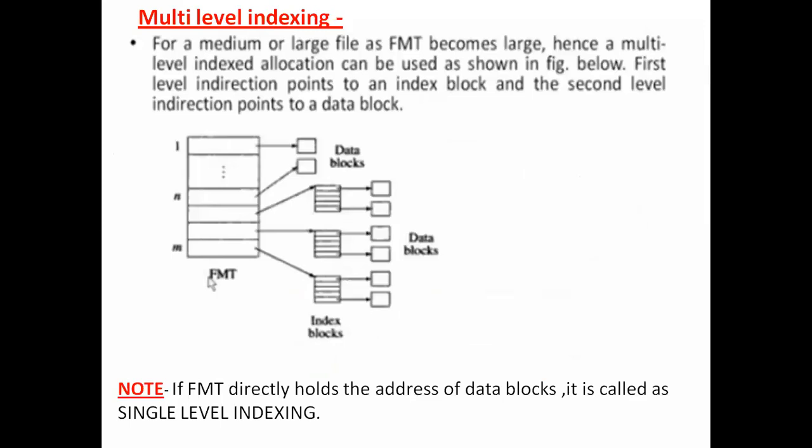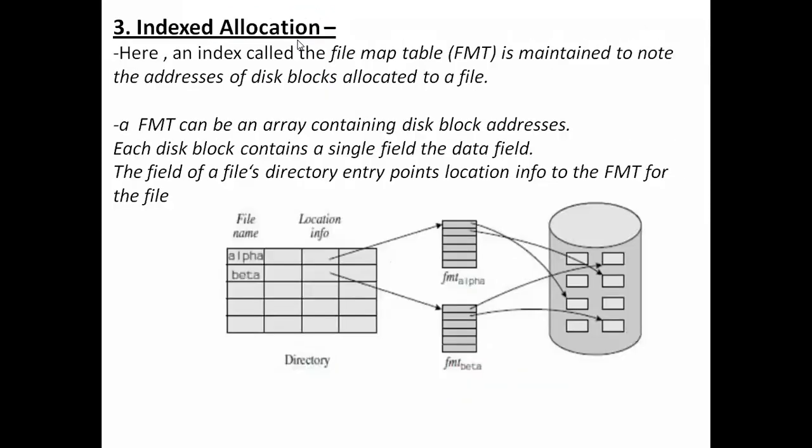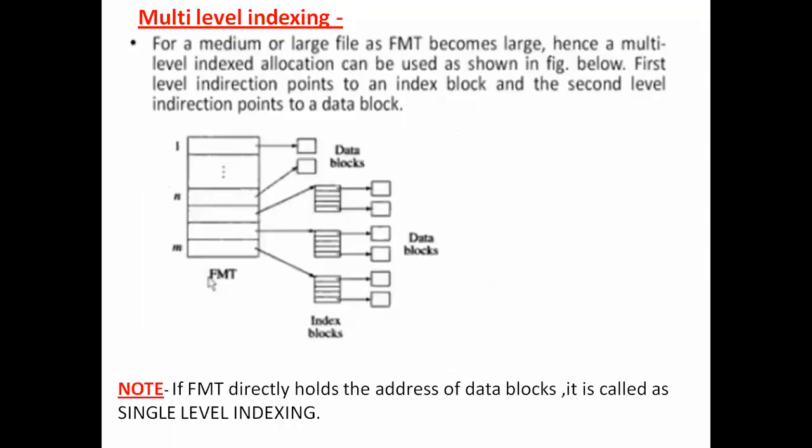Next, going for multi-level indexing. In the earlier figure, what we saw was that we have an index table meant for each and every file. This topology holds good if the size of this FMT is very small. Suppose the size of this file map table is small, then I can go for this sort of topology. Suppose the size of the file map table is very large.